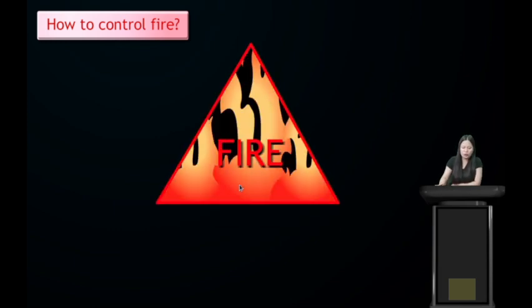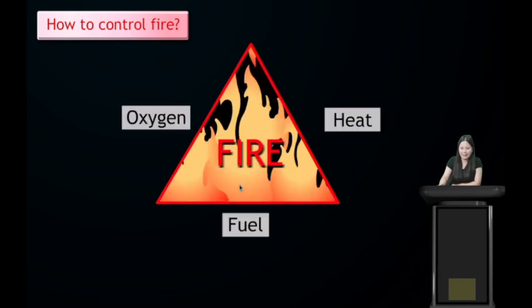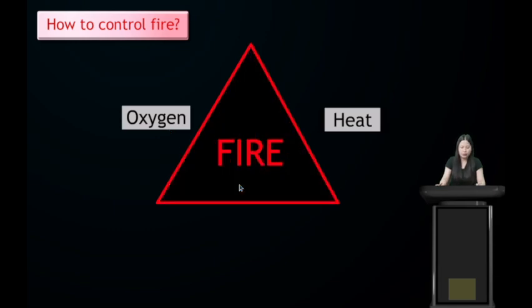Now, if you remember, the three essential components for combustion can be represented in the form of a fire triangle. So we have fuel, heat and oxygen. These three points are essential for combustion to take place, or for fire to burn. So in order to control fire, we can remove any one of these essential components. If we remove fuel, there is oxygen and heat, but the fire will not burn.